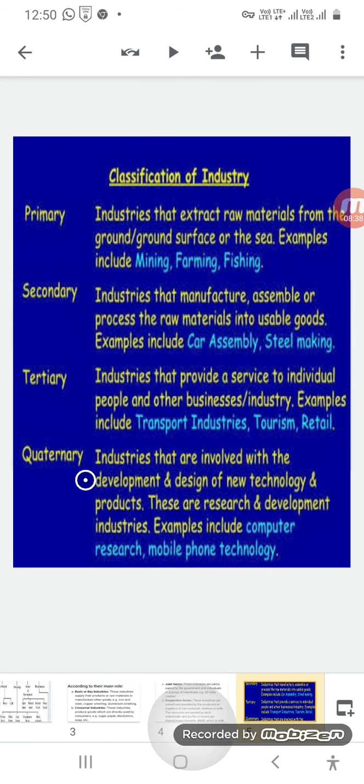And then we have quaternary industries that are involved with the development and design of new technology and products. These are research and development industries, for example computer research and mobile phone technology. These are the industries where we design new technology and research different things. These are the quaternary industries. This was all regarding the topic.